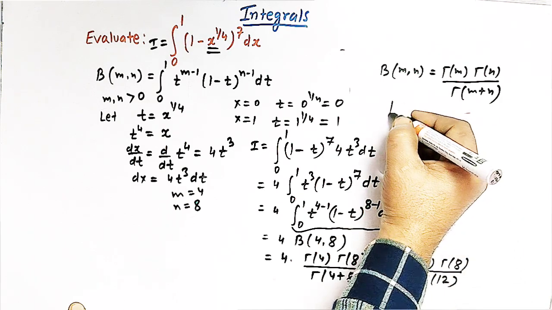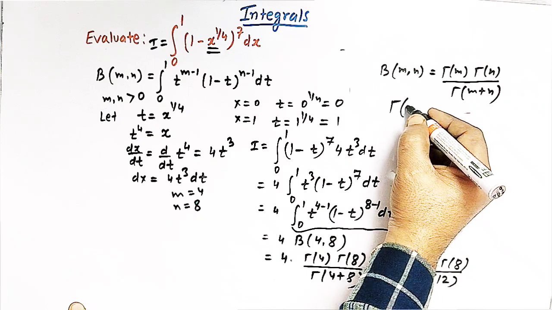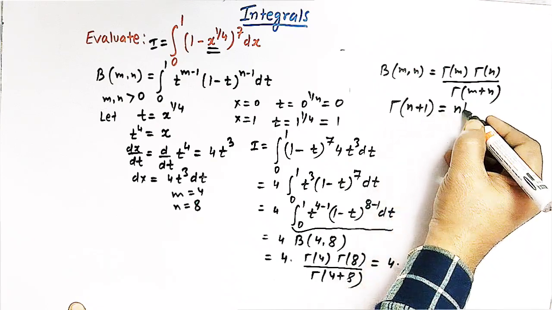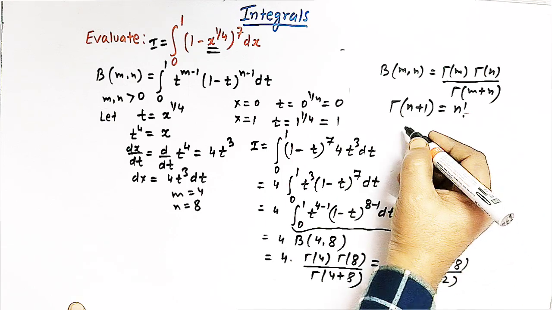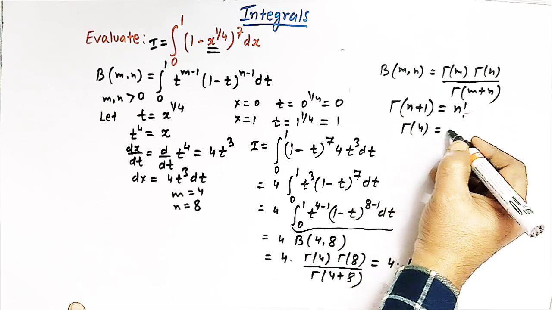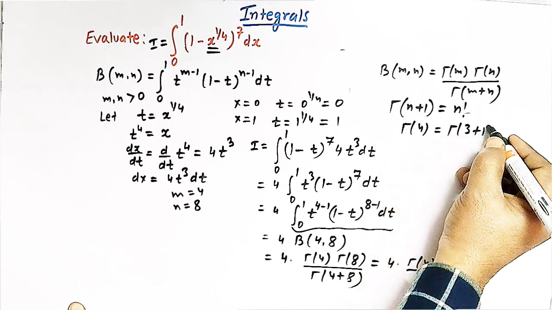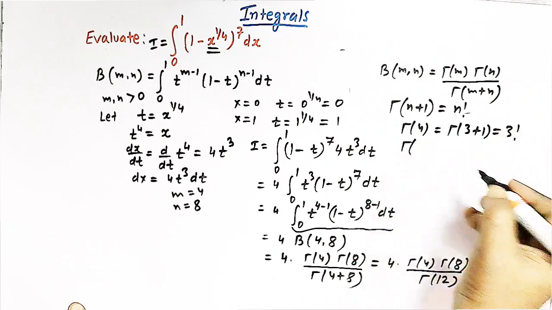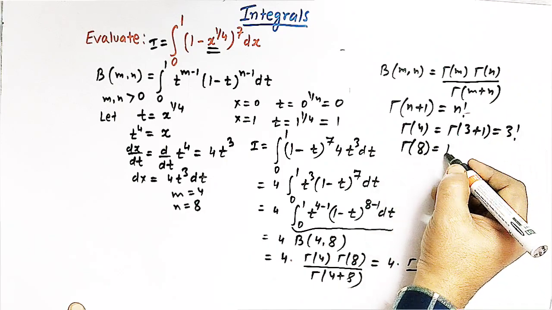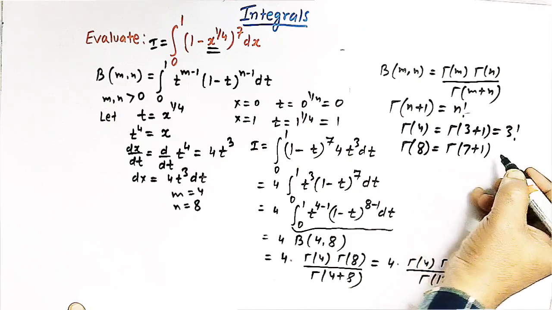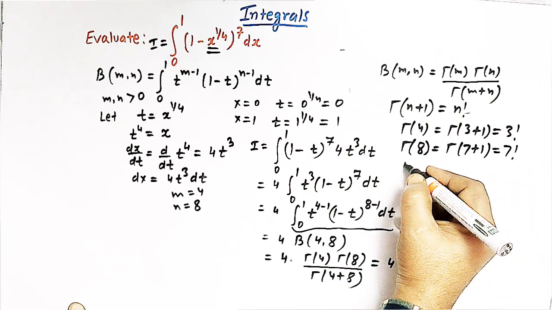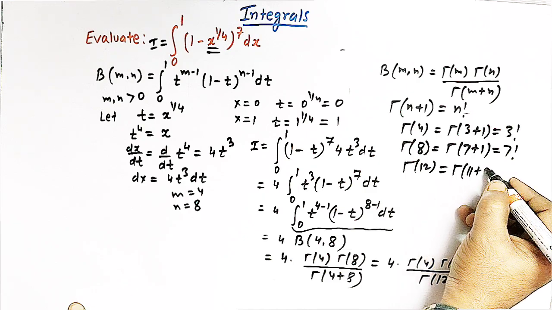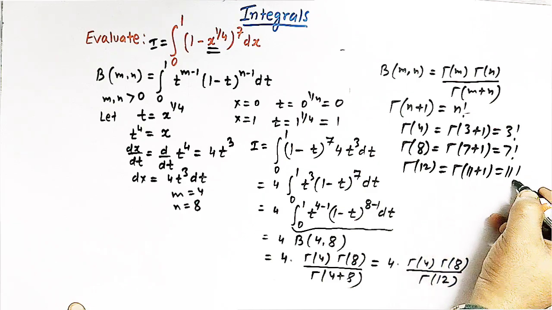So we'll make use of this result, that is Γ(n plus 1) is given by n factorial, right? So Γ(4) can be written as Γ(3 plus 1), that is equal to 3 factorial. Γ(8) is equal to Γ(7 plus 1), that is 7 factorial, and Γ(12) can be written as Γ(11 plus 1), that is 11 factorial.